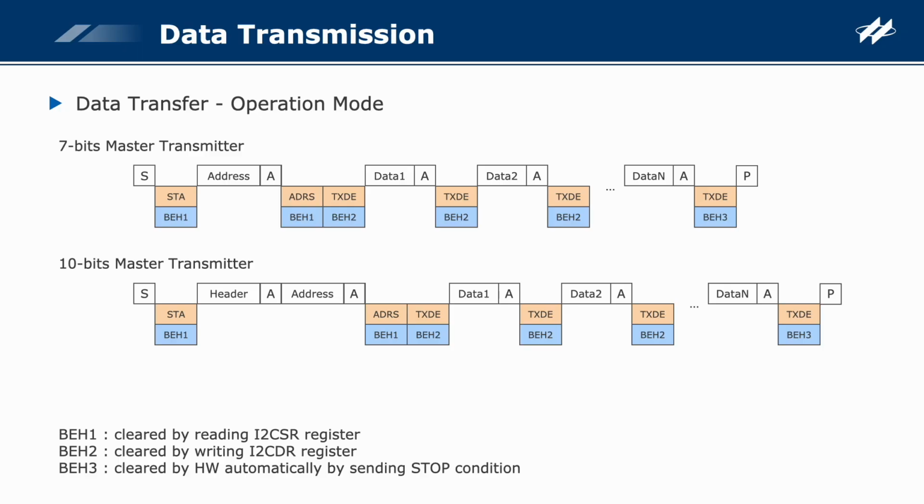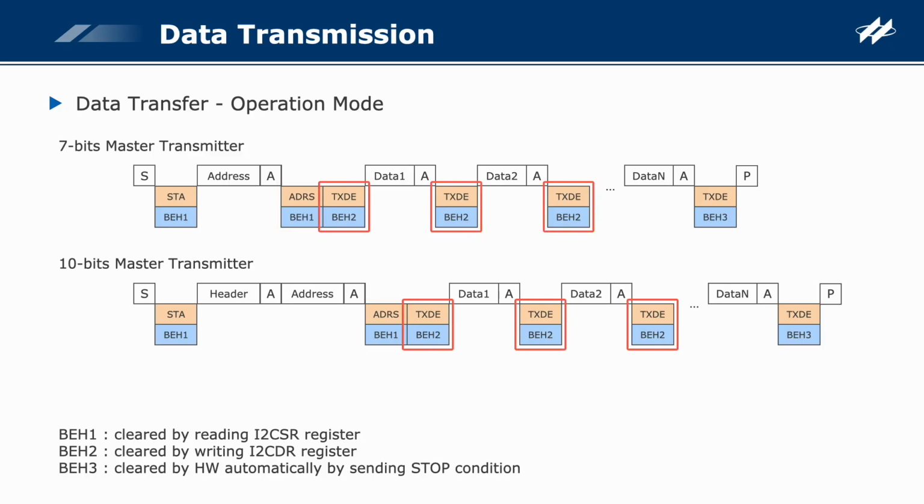In the master transmitter mode, after the master sends the start signal, the STA bit is set. This indicates that the start signal has been sent. The STA flag can be cleared by reading the I²CSR register. It must be cleared before transmitting the address frame. After the master receives the ACK, the ADRS flag is set. This indicates that the address frame has been sent by the master. The ADRS flag can be cleared by reading the I²CSR register. It must be cleared before transmitting the data frame.